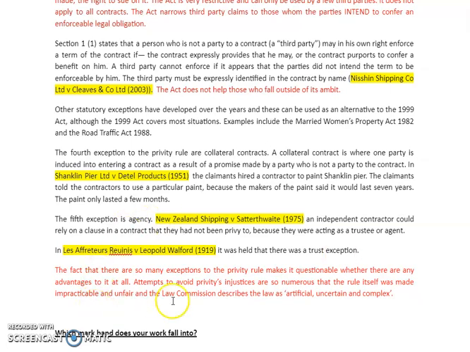So I'm starting to reach a conclusion here. The fact that there are so many exceptions to the privity rule makes it questionable whether there are any advantages to it at all. And attempts to avoid privity's injustices are so numerous that the rule itself was made impractical and unfair, and the Law Commission describes the law as, quote, artificial, uncertain, and complex.